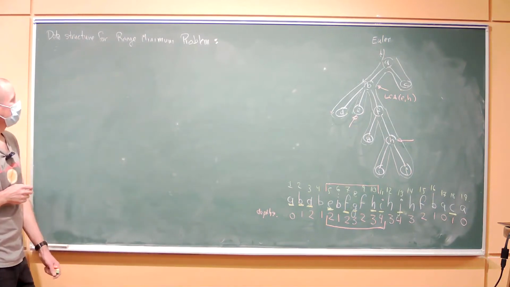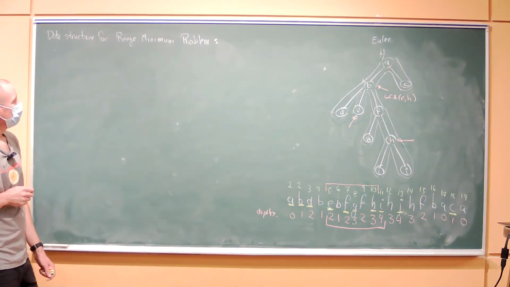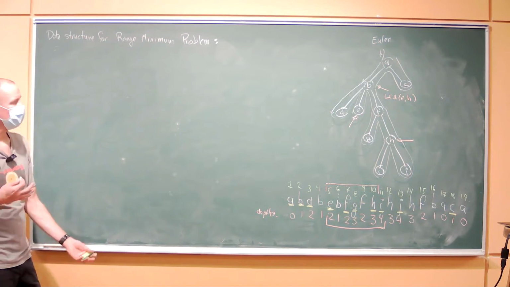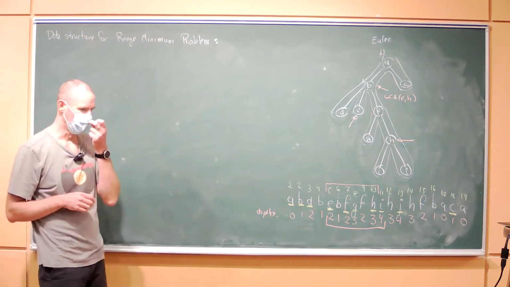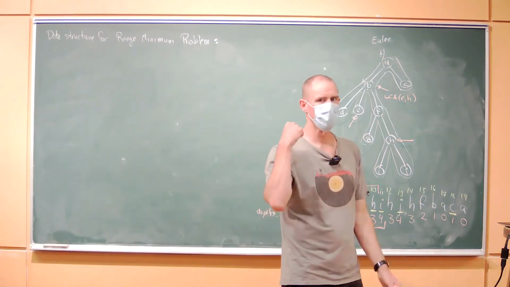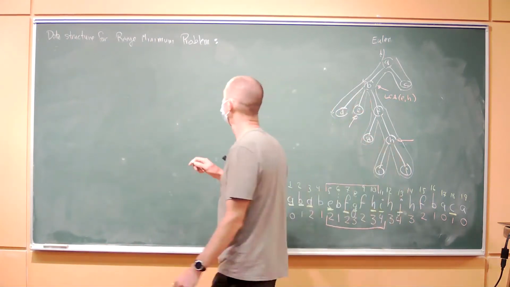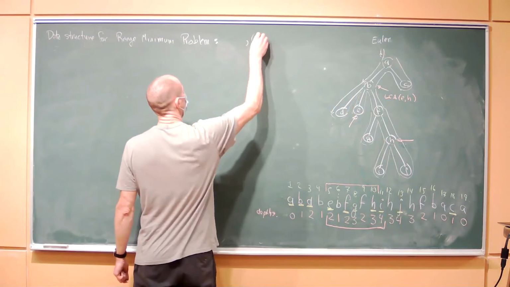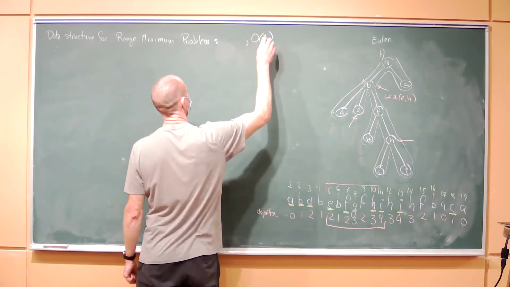And well, what is the best we could hope for? Well, the best thing we could hope for is a data structure that answers queries as fast as possible. And what's faster than constant time?